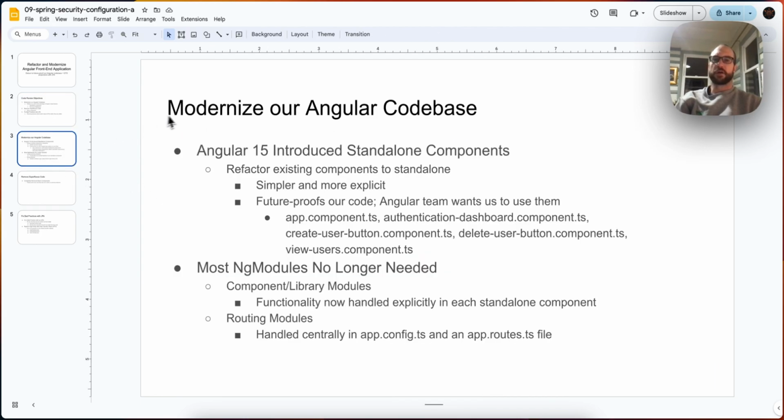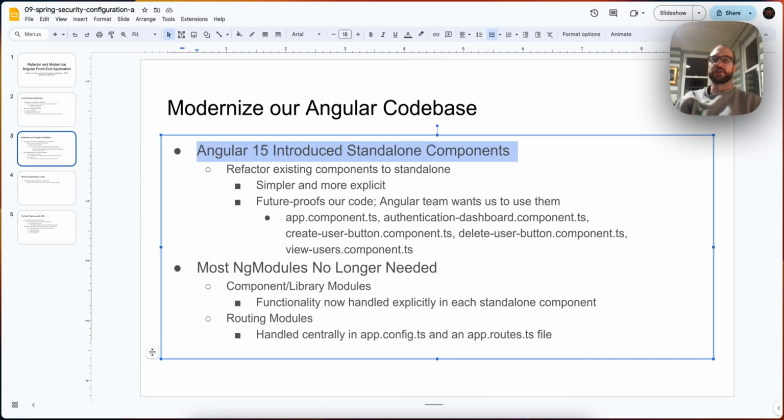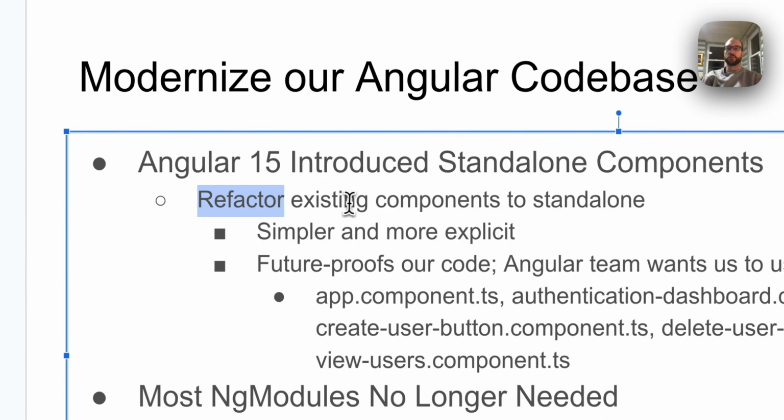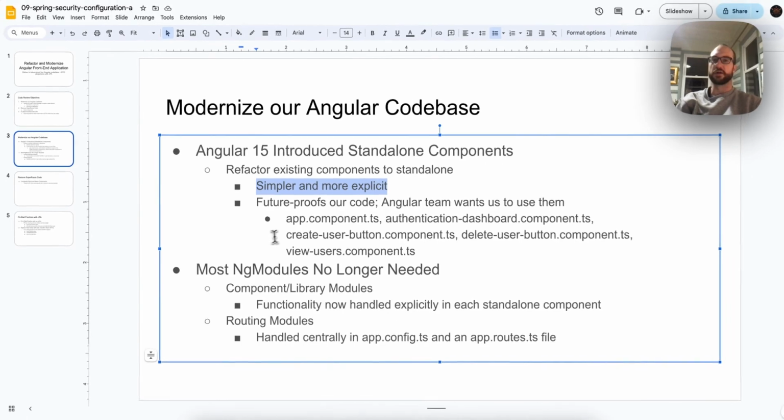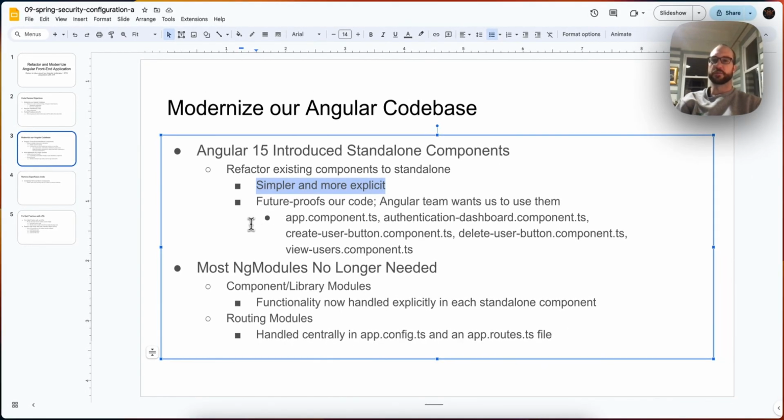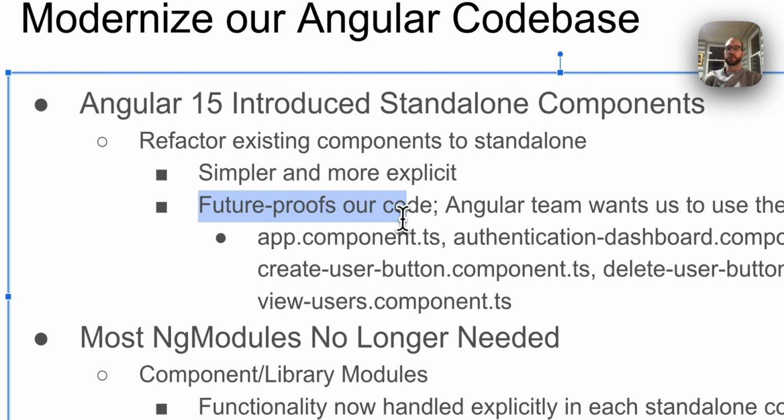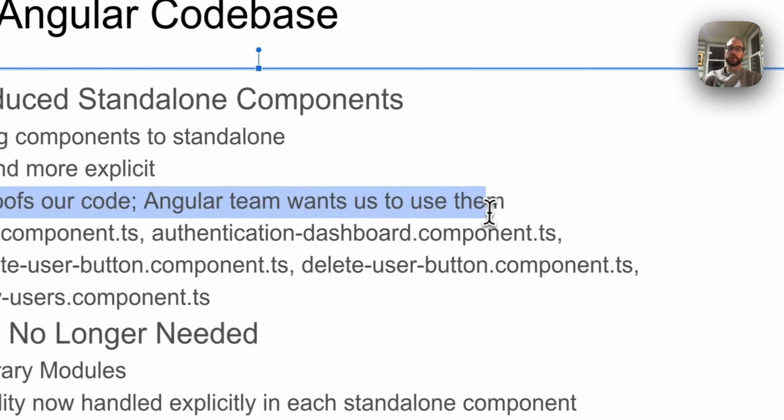Jumping right in, modernize our Angular code base. Angular 15 introduced these things called standalone components, which, if you just build the first Angular app automatically, they create standalone components. So what I did in this code review is refactor existing components to standalone. I'm doing that because standalone components are simpler and more explicit. As you'll see, there's a lot less confusion as to what's going on and why things work the way they do. And it future-proofs our code. The Angular team wants us to use them.